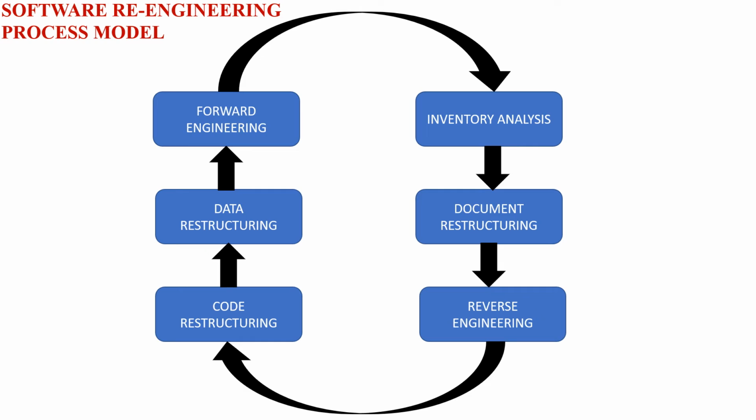So after data also have been restructured, we are moving for forward engineering. In forward engineering, we are having the requirement specification, and we'll be going for the analysis phase. After the analysis and the designing portion, we'll be implementing the software. After forward engineering, we'll be getting the software which is going for inventory analysis, whatever inventories will be used for the software to be implemented. After inventory analysis, we'll be going for document restructuring portion. That is the SRS documents will be restructured.